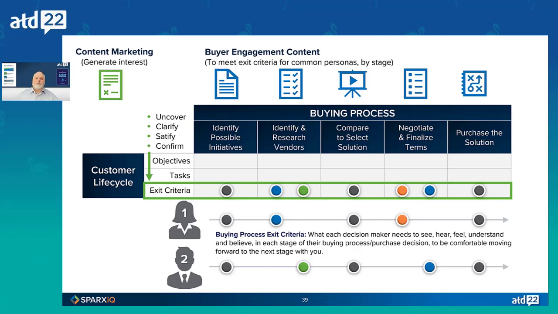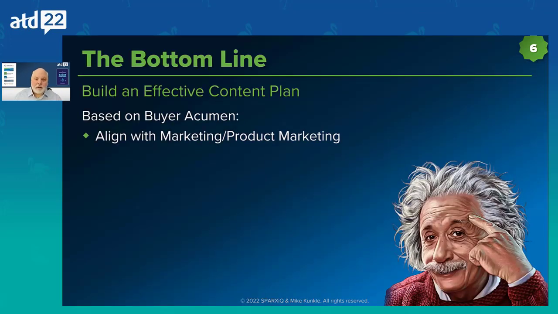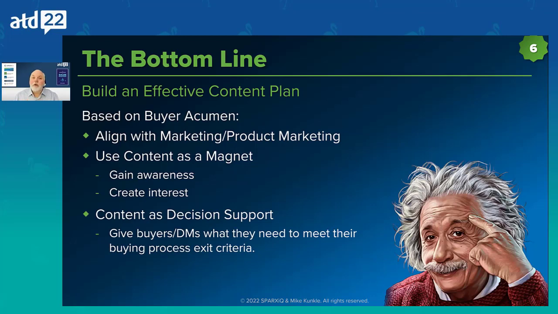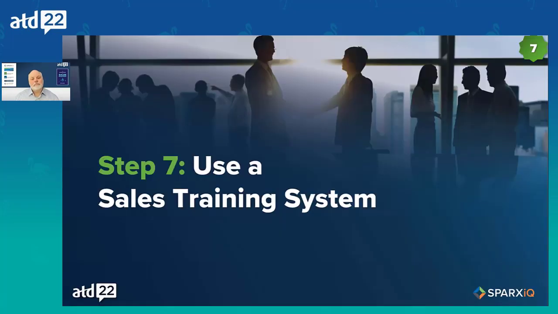So, content plans based on buyer acumen, again, align with marketing and product marketing. Use content as a magnet, that marketing magnet, to gain awareness and create interest, and then use the content as decision support to give the buyers and decision makers what they need to satisfy their buying process exit criteria along the journey. That's how you do it.